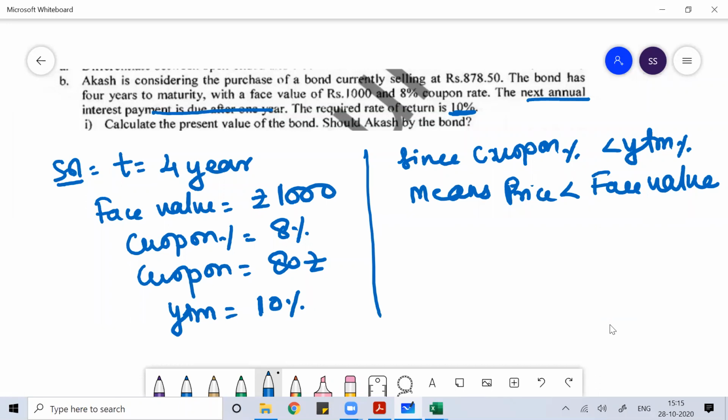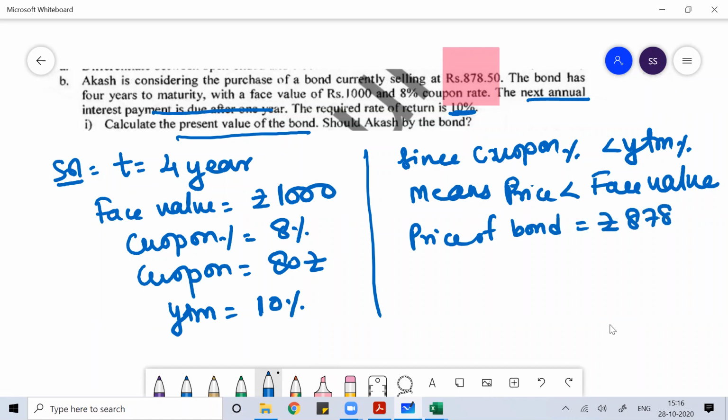Okay, so what they're asking is, calculate the present value of the bond. Whenever we say present value of bond, they're actually expecting us to calculate the price of the bond. Now you'll get confused, because if you read the question, it is given that the bond is selling for 878.5 rupees. So that is the price of the bond in the market.